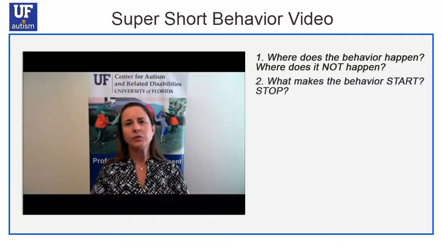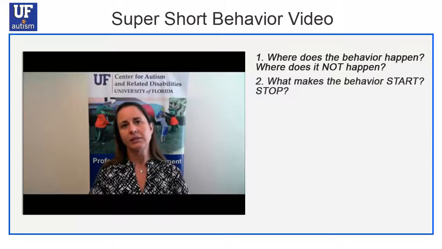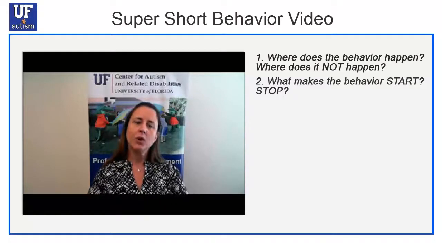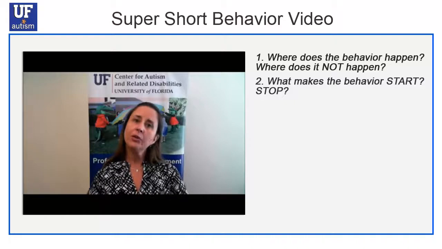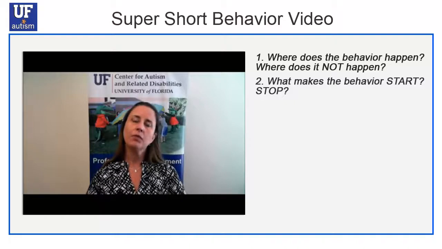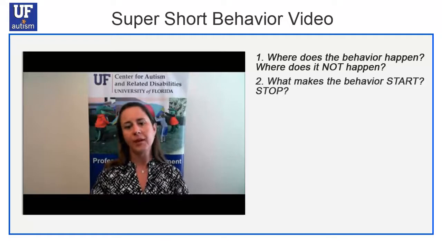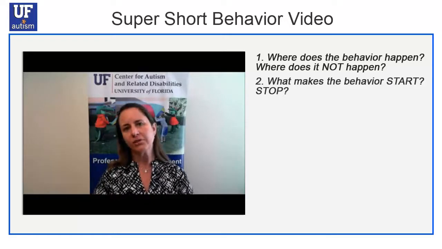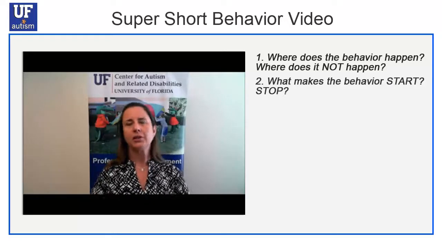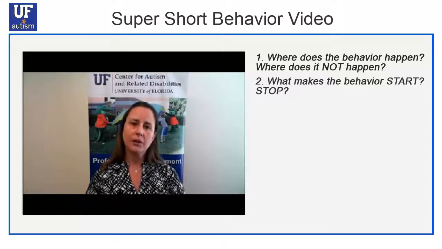The same is true of challenging behaviors in kids with disabilities. The first thing you want to ask is, what makes the behavior start? Because if you can figure that out, you have a good sense of what triggers the behavior, and you might even be able to predict it or prevent it. And then, of course, what makes the behavior stop? That usually requires an understanding of the function of the behavior or the reason that the behavior is happening, because a behavior usually stops once you gain access to that function or that need.